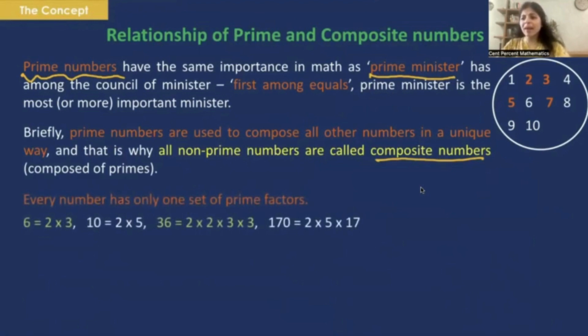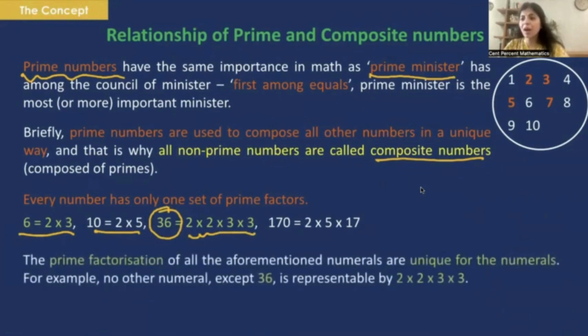So every number has only one set of prime factors. They are unique in itself. So 6 can be written as a product of primes as 2 times 3. 10 can be written as 2 into 5. When I talk of 2 into 2 into 3 into 3, that means the unique representation is only for 36 and so on. The prime factorizations are unique for all the numerals.